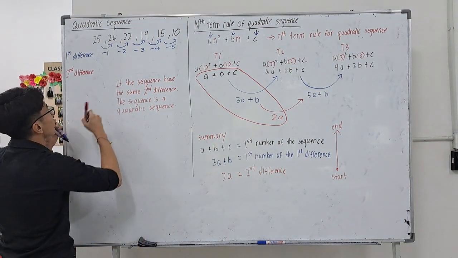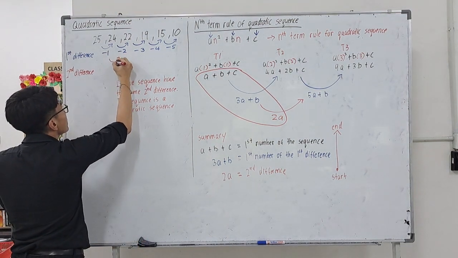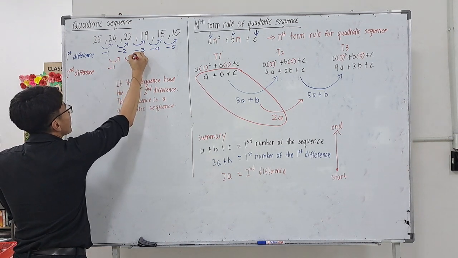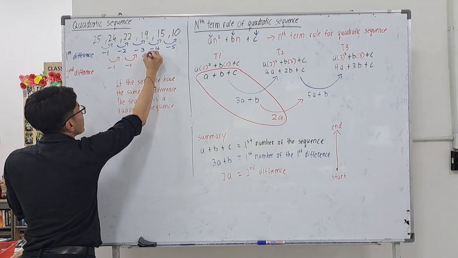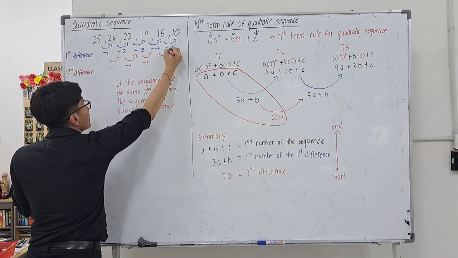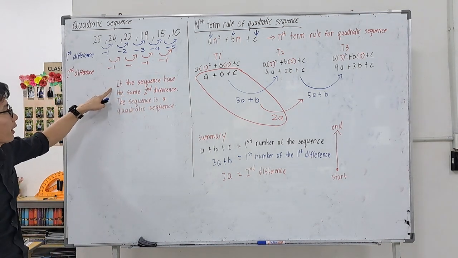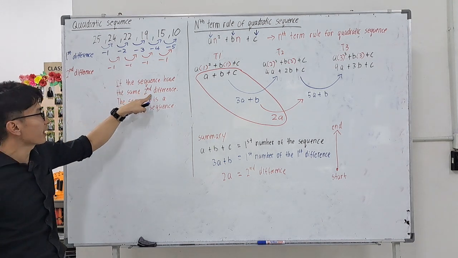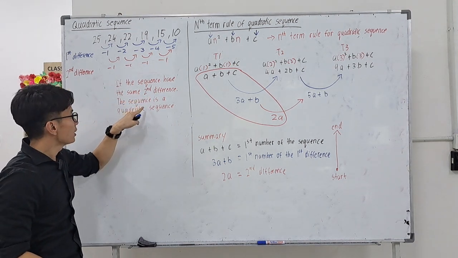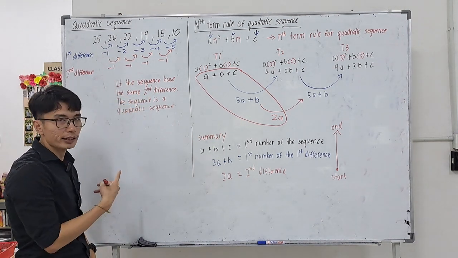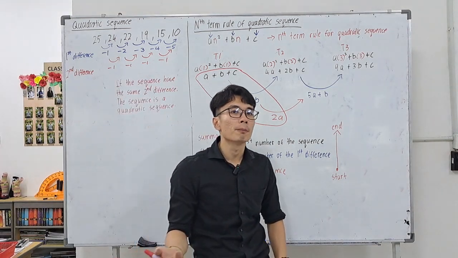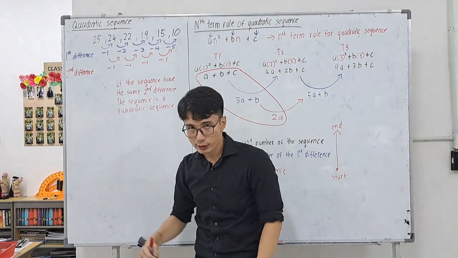If we check the second difference, you will notice everything in the second difference is -1. Okay, so over here, I already made a rule that if the sequence has the same second difference, the sequence is a quadratic sequence. So the second differences are all -1, they're the same number, which means this is a quadratic sequence.